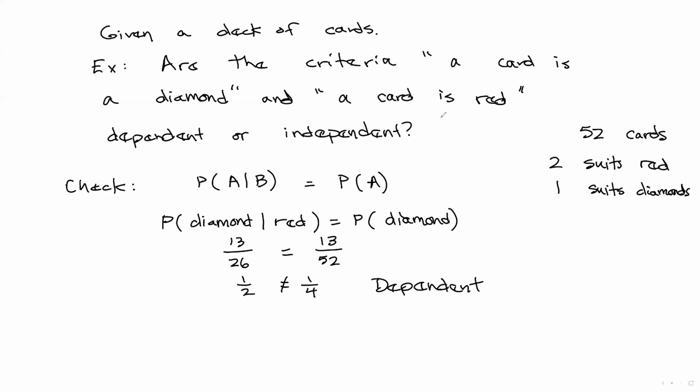But it does turn out that there is a connection between being a diamond and being red, which makes sense because diamonds are red. So that's the idea there. If you were trying to use your intuition to answer this, like in the example with college education versus income, the way to think about it is, are being a diamond and being red related? Well, diamonds are red, so the answer is yes.